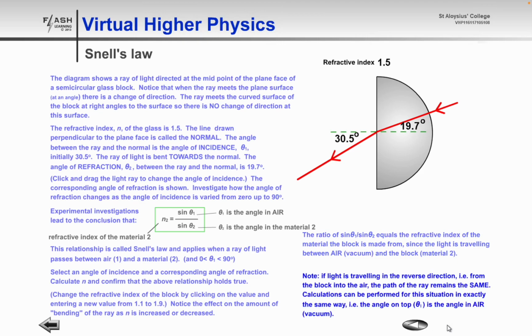Now, if we reverse the direction of the ray there, and start from the right hand side, the values all stay exactly the same, and the formula stays the same. So that would still be θ2, the angle in the medium, would be 19.7, and the angle in the air would be 30.5. There's always the angle in the air on the top.